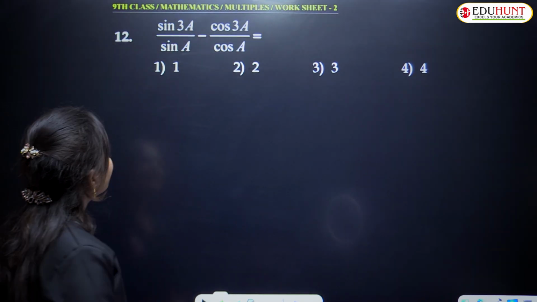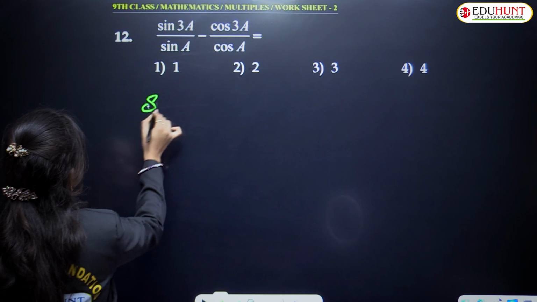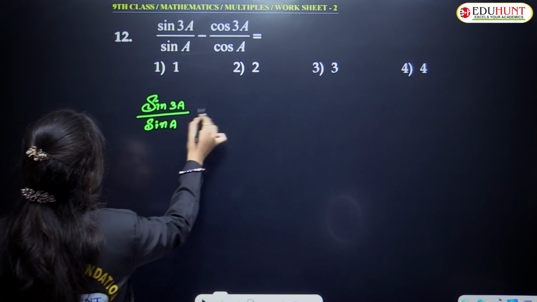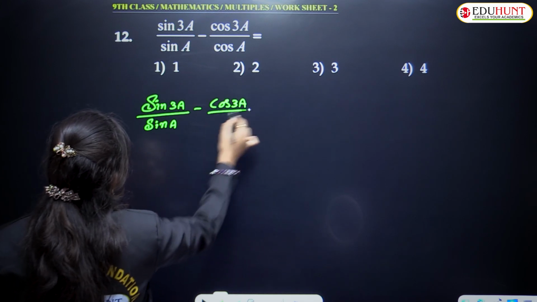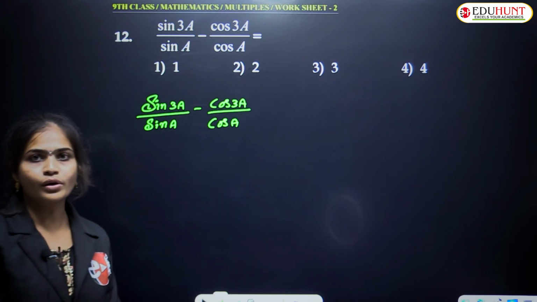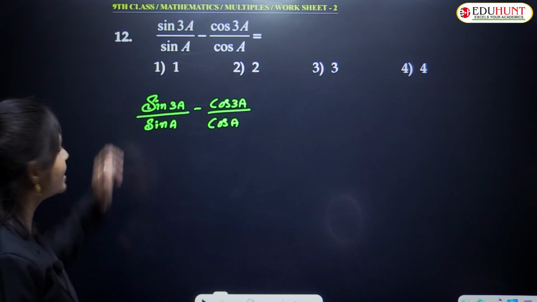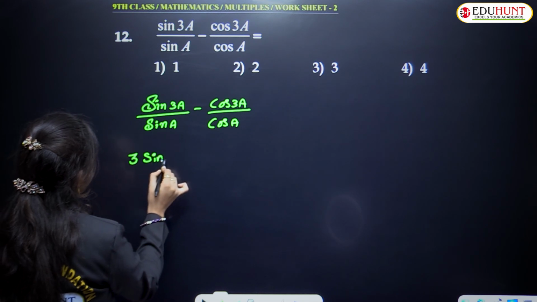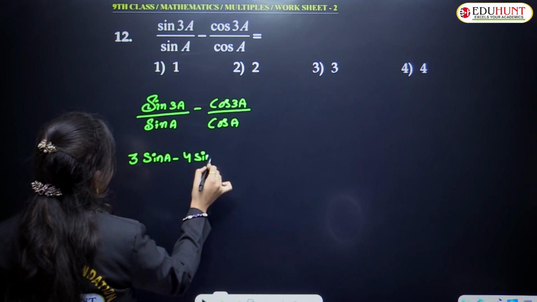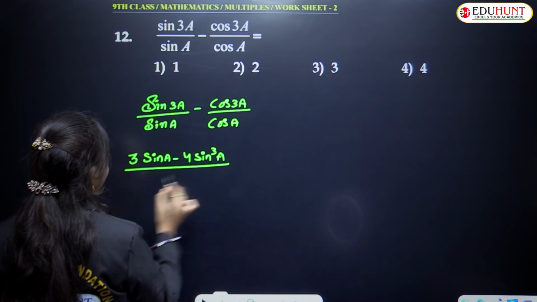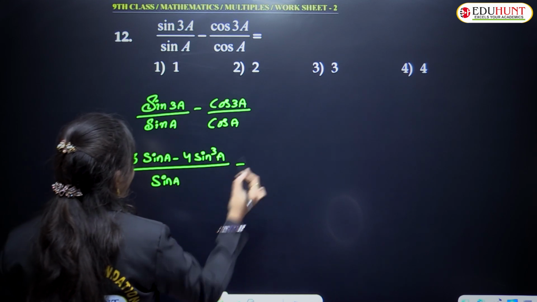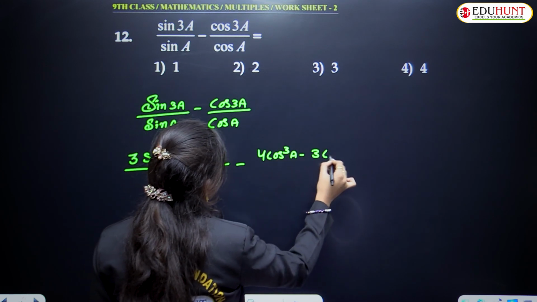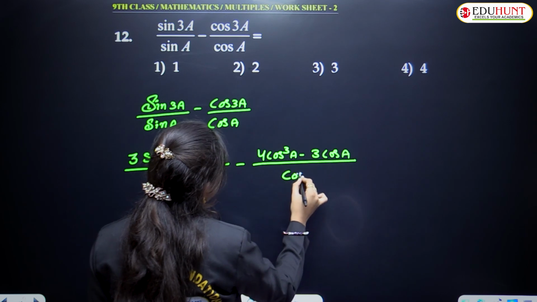Next, see the 12th question. Yes, the 12th one. Sin 3a by sin a minus cos 3a by cos a. Okay, so here directly we can write the formulas for sin 3a and cos 3a. So the sin 3a formula is 3 sin a minus 4 sin cube a whole by sin a, minus the cos 3a formula, 4 cos cube a minus 3 cos a whole by cos a.